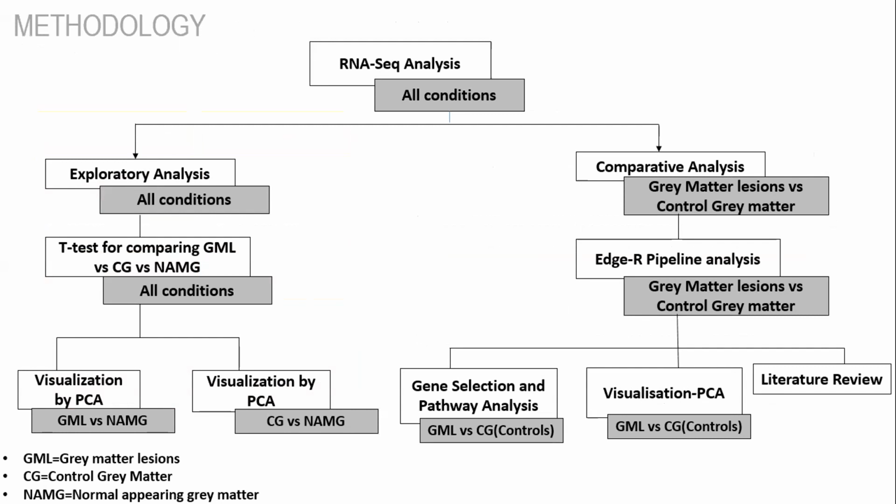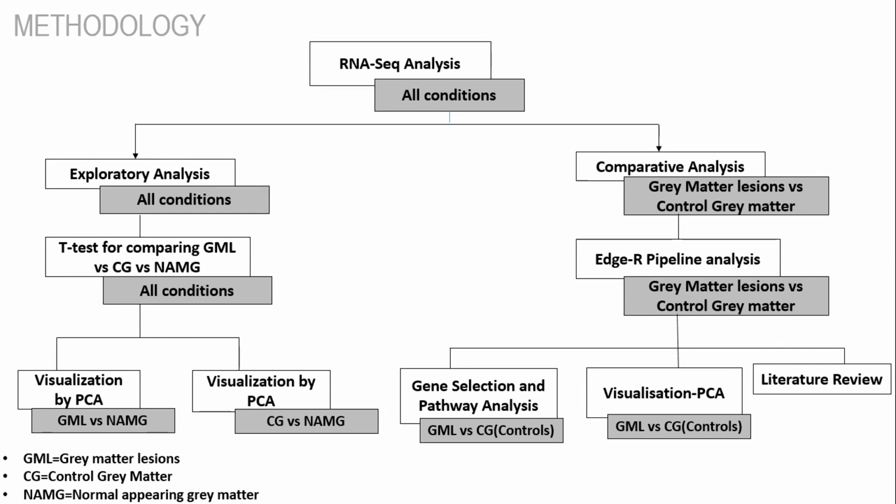So this is a slide depicting my study methodology. Firstly, what I did was RNA sequencing analysis. I had three types of sub data sets, like the experimental groups. The first one was the gray matter lesions. The second one was normal appearing gray matter, and the third were controls. So firstly, I wanted to explore all the conditions by comparing them with each other.